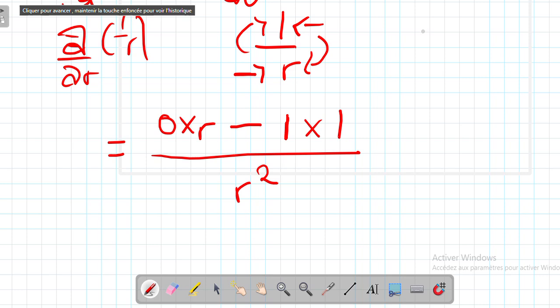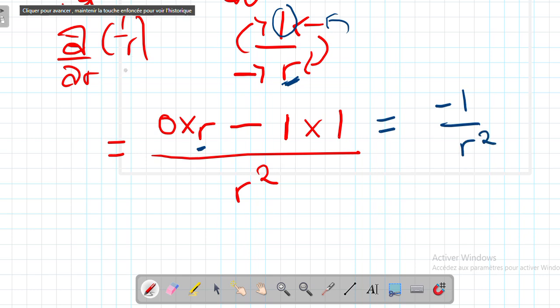The general formula is, whatever is down, you square it. Then you first differentiate what's up, then you multiply by what's down. Then you minus: you differentiate what's down, you multiply by what's up, then over what's down squared. When you simplify this, it's going to give you negative 1 over r squared.